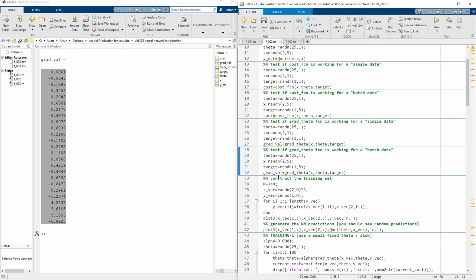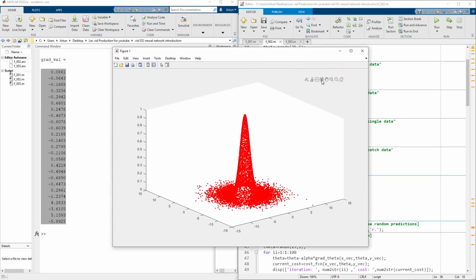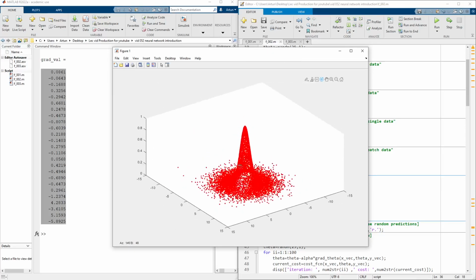Okay, so let's construct the training set. Here we have 10,000 values, right? And this is the function. Let's look at the plot and see the structure of that function. Here, if you can see, it has a Gaussian distribution type of structure.